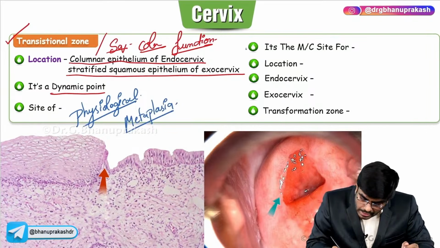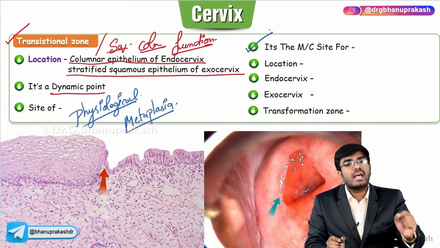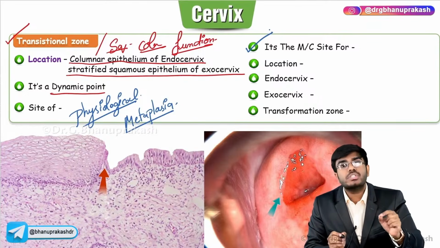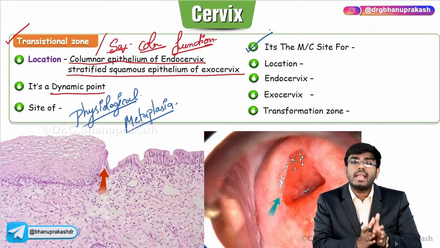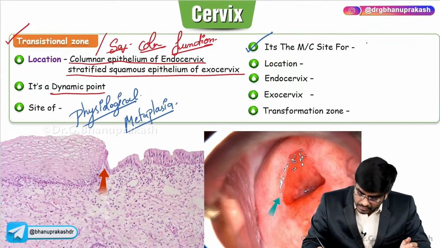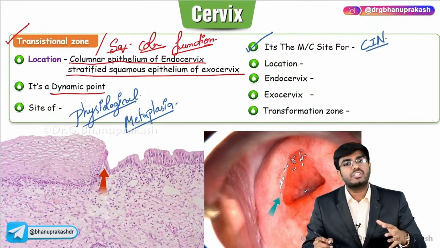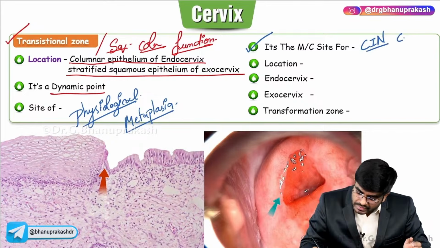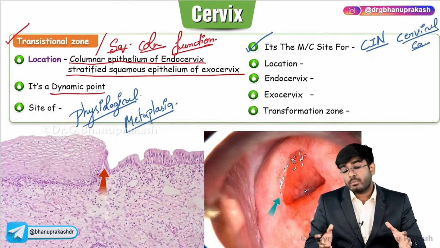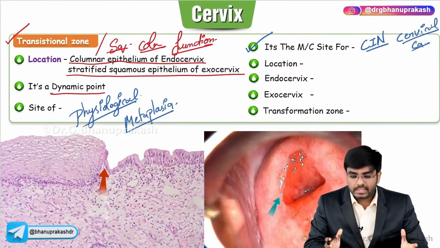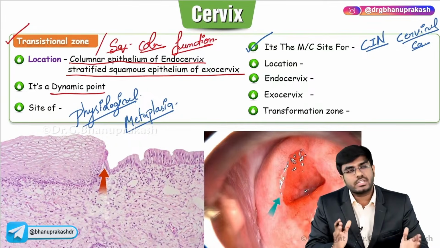Okay, and this transitional zone or squamocolumnar junction is the most common site for certain pre-malignant and malignant conditions. Like for example, cervical intraepithelial neoplasia, which is a pre-malignant condition of the cervix, and cervical cancer. So this is the most common site for cervical cancer, the transitional zone.